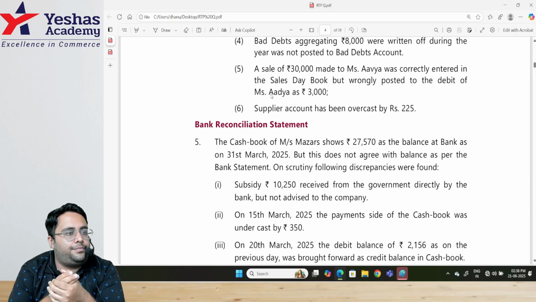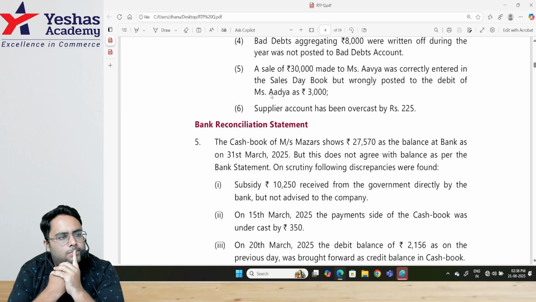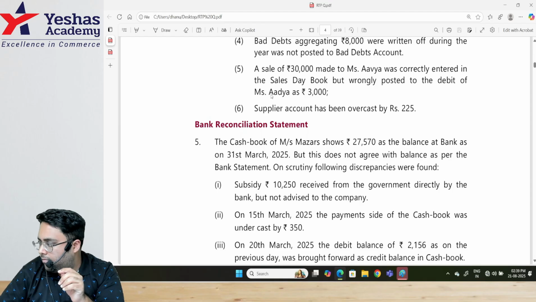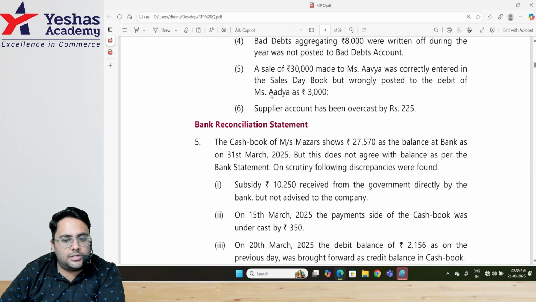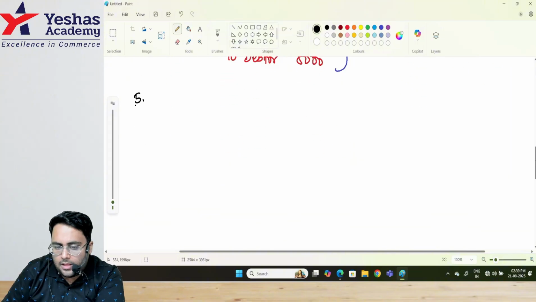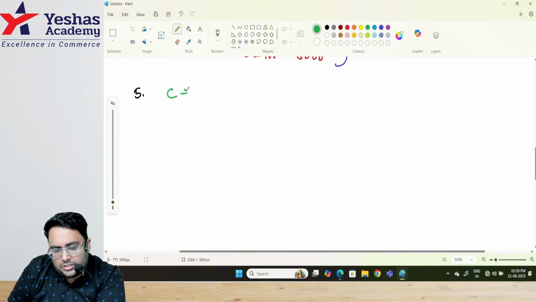How many of you got it right? Can I solve this fifth one? Okay. A sale of 30,000 made to Avya. Can you all tell me what is the correct entry? Avya account debit to sales. How much?